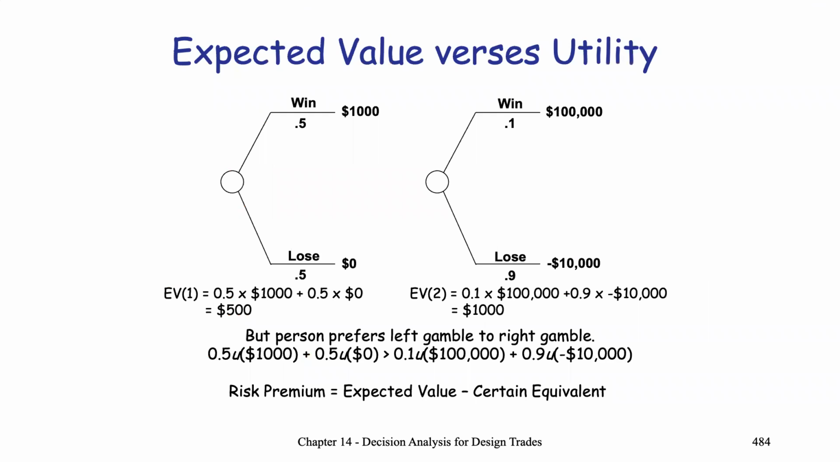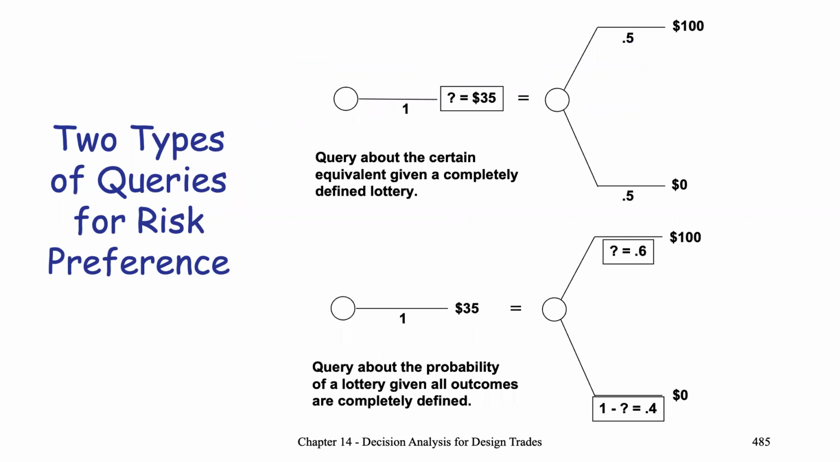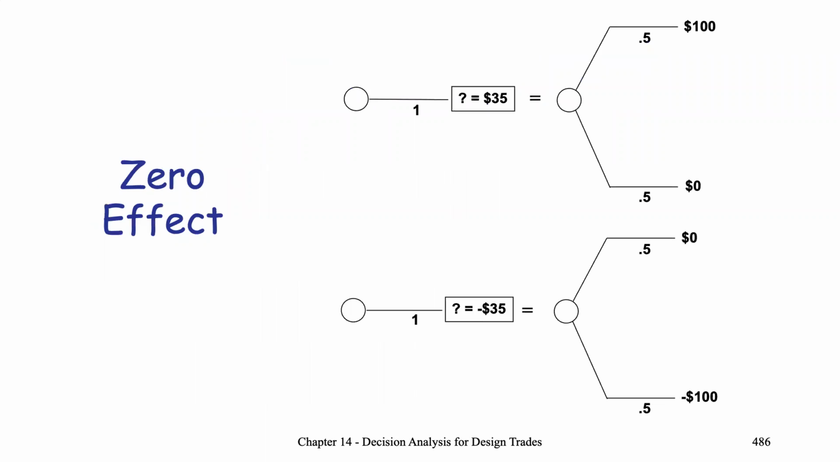We then here are getting into expected value versus utility. And so risk premium equals expected value minus certain equivalent. And so here we're just seeing some examples of how that might be playing out. Here we're showing two types of queries for risk preference. I'm just going to skip over this for now, and you can be looking this over in the textbook.